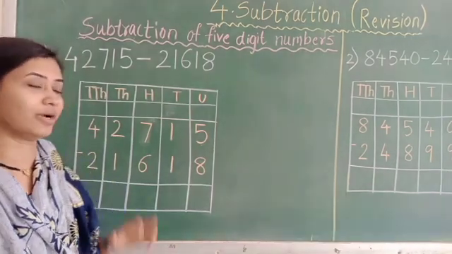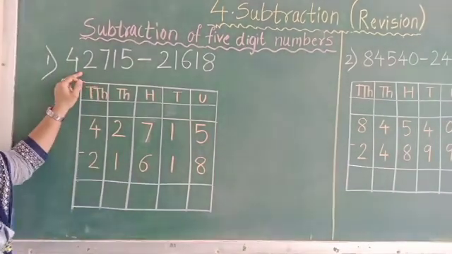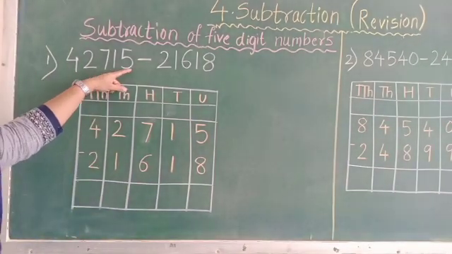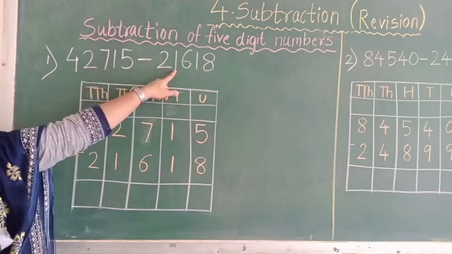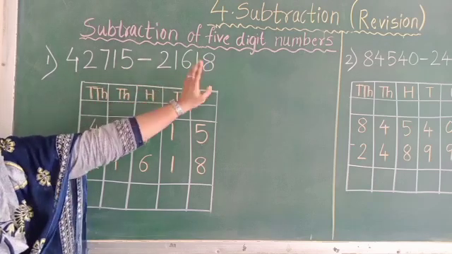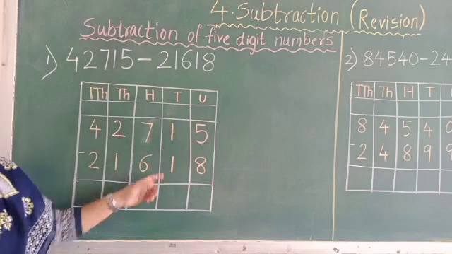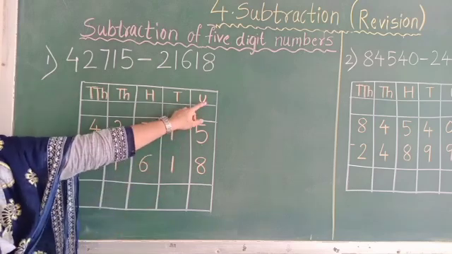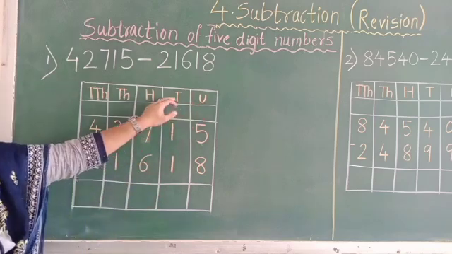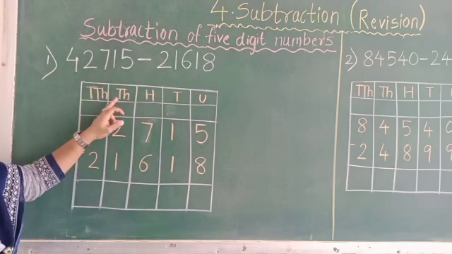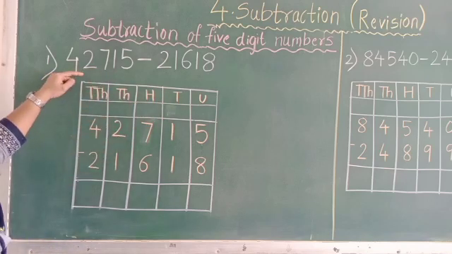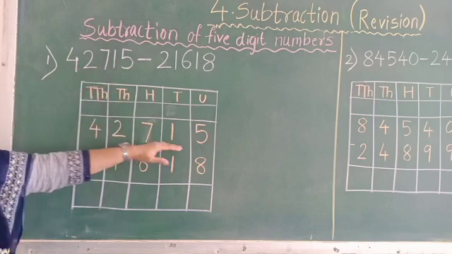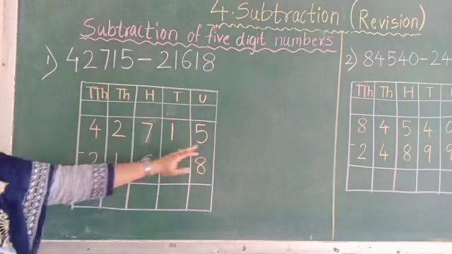Now we will see subtraction of 5-digit numbers. How to subtract the 5-digit numbers. First sum, 42,750 minus 21,680. Again we have to draw the table in this manner. First will be units, next column tens, 100, 1000, 10,000. Then we have to place this number in this table.